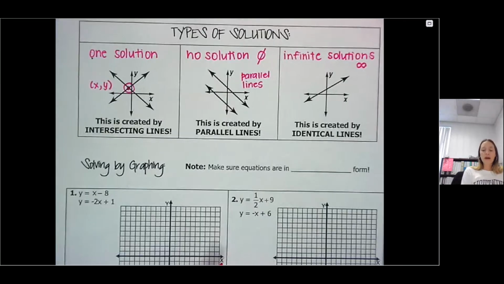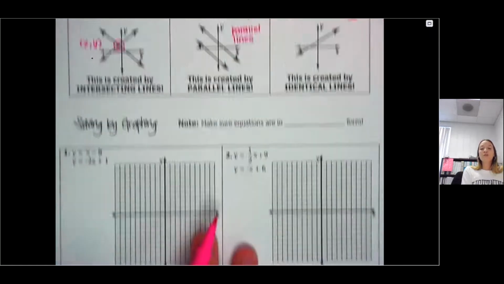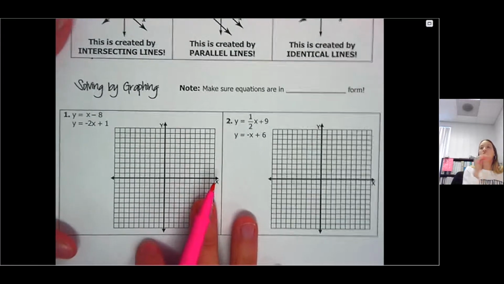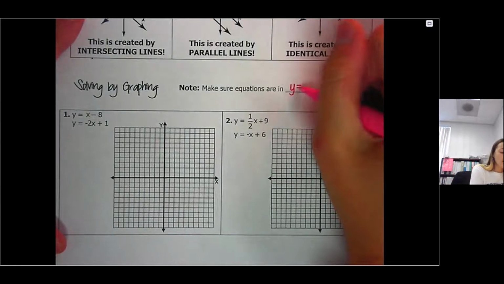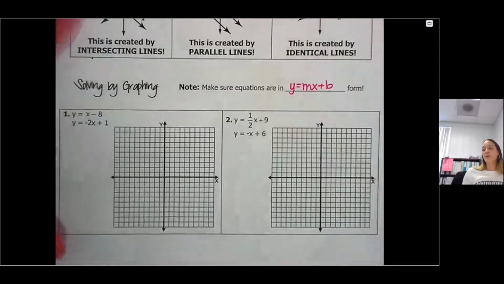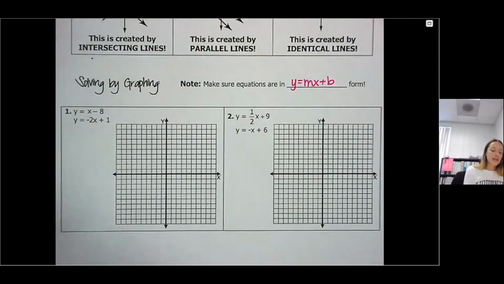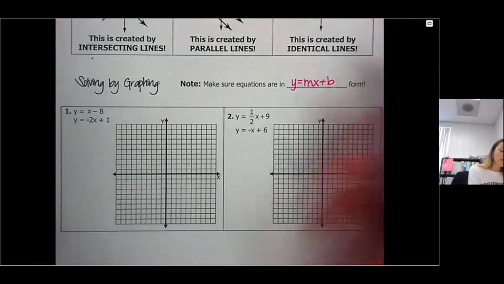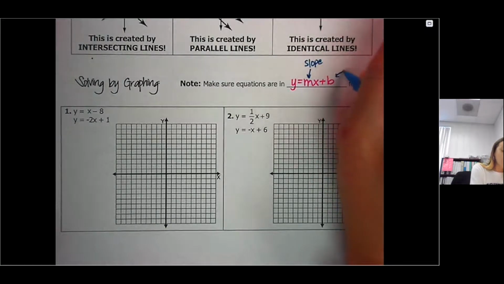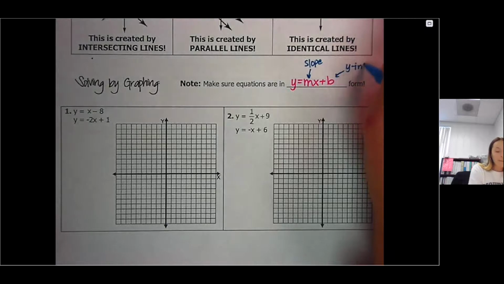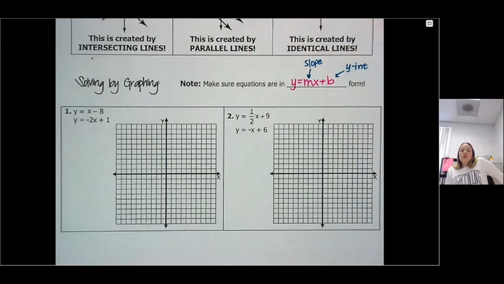So to solve by graphing, we want to make sure that our equations are in slope-intercept form. So you want to make sure that they're in y equals mx plus b form, because that's going to make your life easier when you go to graph it. What does that m stand for again? The slope. And what does that b stand for? Y-intercept. Good. Okay, so I'll help you with a couple of them, and then I'll let you try a few on your own.